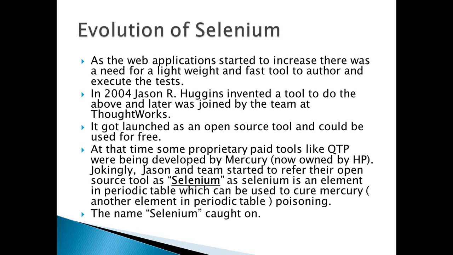Now at that time, some proprietary paid tools like QTP were being developed by a company called Mercury, which later got acquired by HP, so it's now referred to as HP QTP. At that point of time, jokingly, Jason and the team started to refer to their open source tool as Selenium, because Selenium is an element in the periodic table which can be used to cure mercury poisoning. Mercury is another element in the periodic table. So they started to refer to their tool as Selenium, that it can cure mercury poisoning, and eventually the name Selenium caught on.